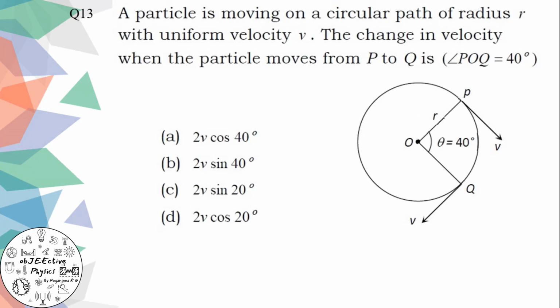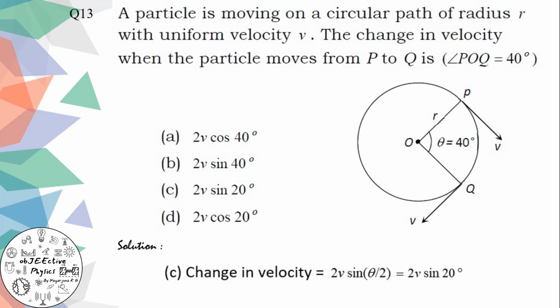So number 13. A particle is moving on a circular path of radius r with uniform velocity v. The change in velocity when the particle moves from P to Q, angle POQ, is given as 40 degrees. Solution. The change in velocity from P to Q along the circumference of a circle of radius r is equal to 2v sin theta by 2, that is equal to 2v sin 20 degrees.